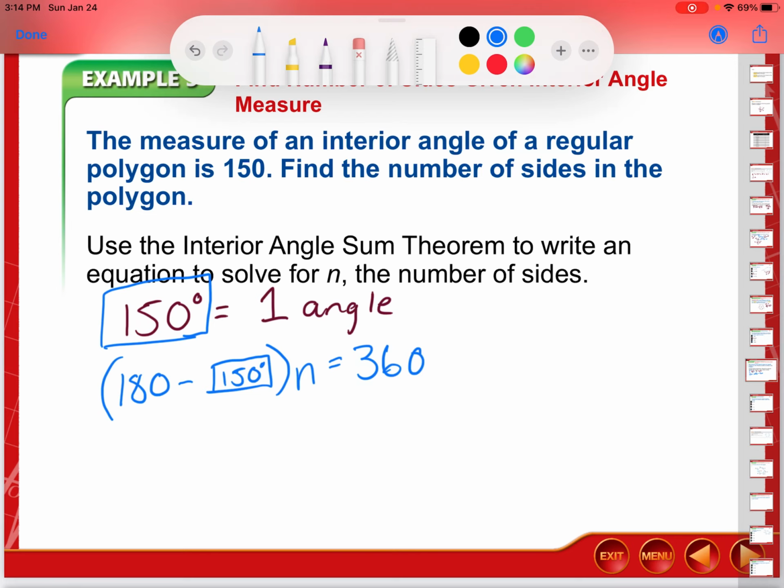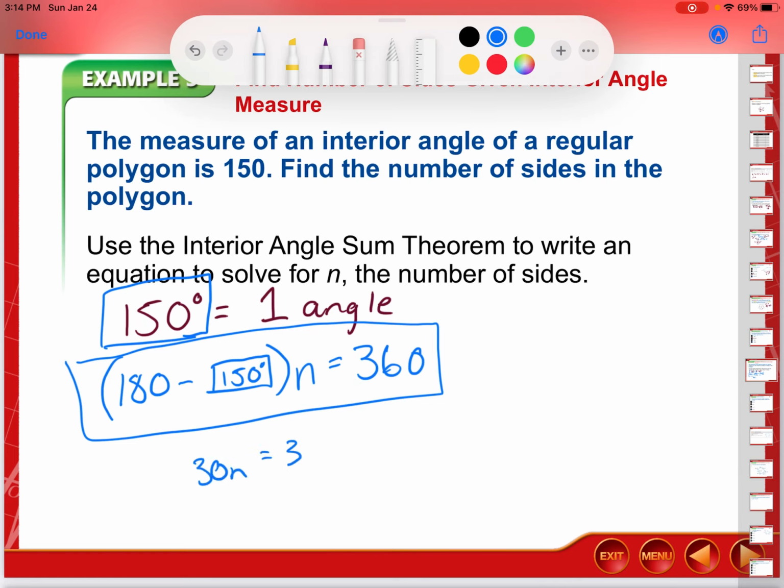Okay. So first things first, this formula right here that I just boxed in, that has to be in your notes. Absolutely has to be, because you will forget it. So let's solve this. 180 minus 150 is 30. So we have 30n equals 360. We divide 360 by 30, and we get 12. So this is a 12-sided figure.